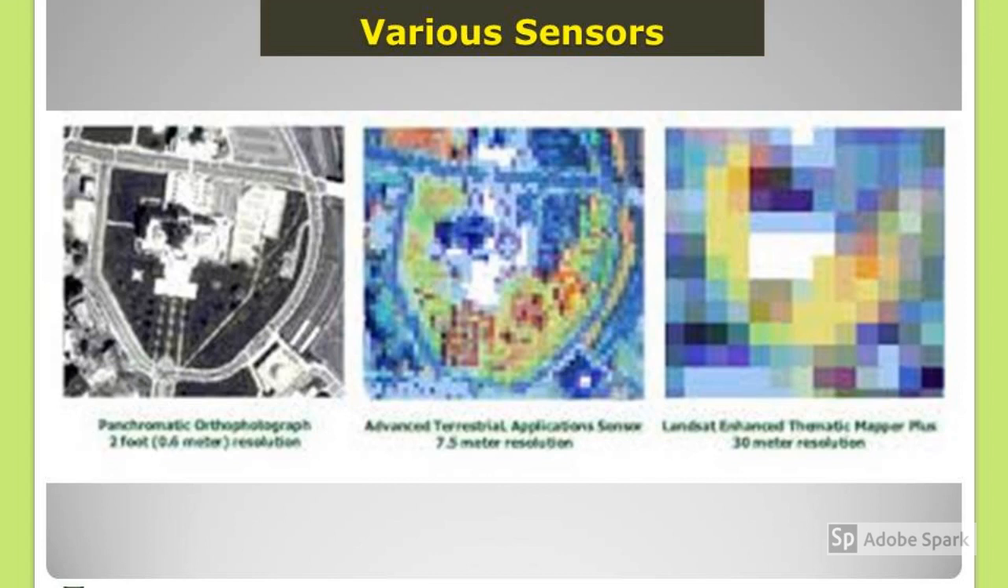Spatial resolution is classified into 3 types: high spatial resolution, which covers 0.6 to 4 meters; medium spatial resolution, which covers from 4 to 30 meters; and low spatial resolution, which covers greater than 30 to 1000 meters. This resolution element is called a pixel. The various examples and pictures of spatial resolution are given below.